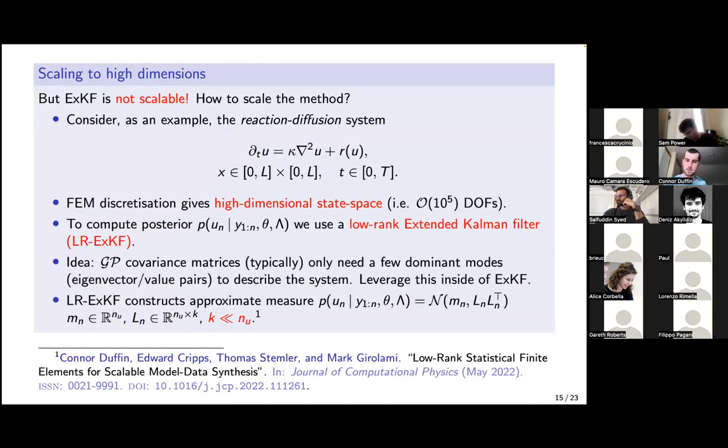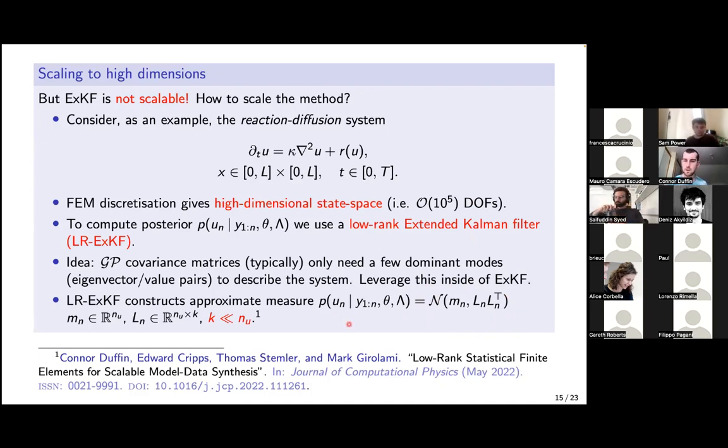The thing that we ended up doing was using a low rank extended Kalman filter, which was motivated by the idea that Gaussian process covariance matrices really only need relatively few eigenvalue-eigenvector pairs to describe the system. And we want to leverage this inside of the extended Kalman filter, because the extended Kalman filter, through its linearization step, is able to deal with having this low rank structure relatively easily, I should say.